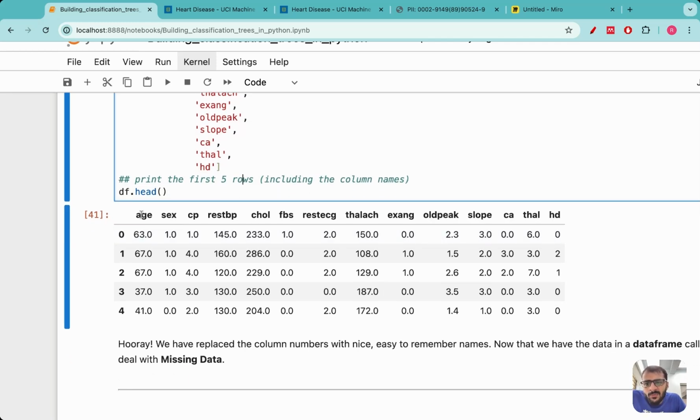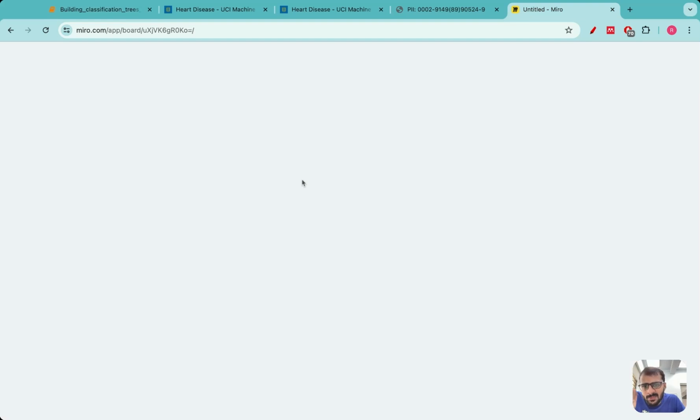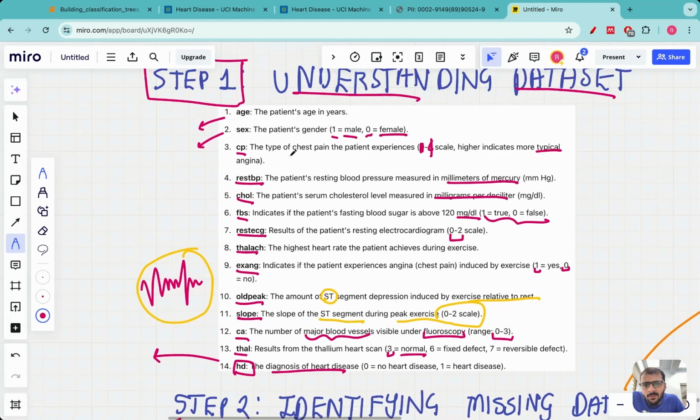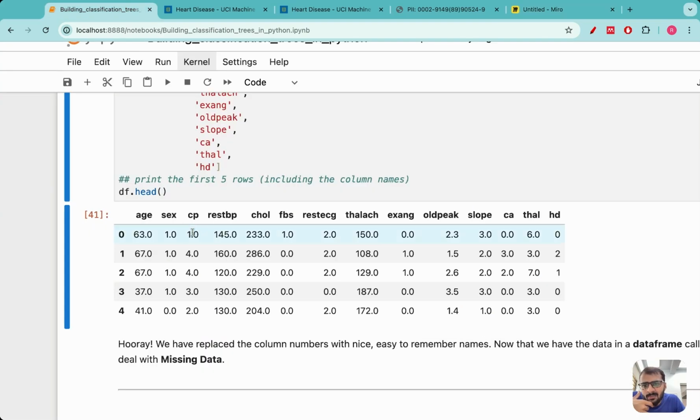So here we can see the first five rows and just look at the first row. The age is 63, the sex is 1, which means male or female. CP, we have already seen what each of these means, right? So now CP is the type of chest pain for this person, it's type 1. This is resting blood pressure, this is cholesterol level. FBS means if their fasting blood sugar is greater than 120. Here for this person it looks like it is.